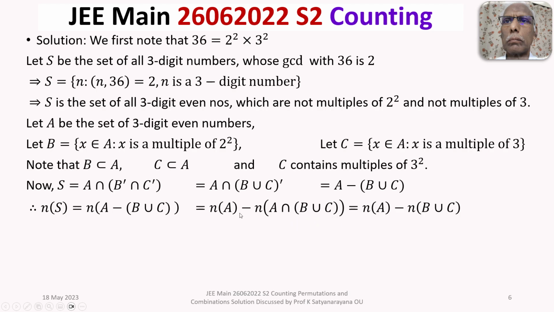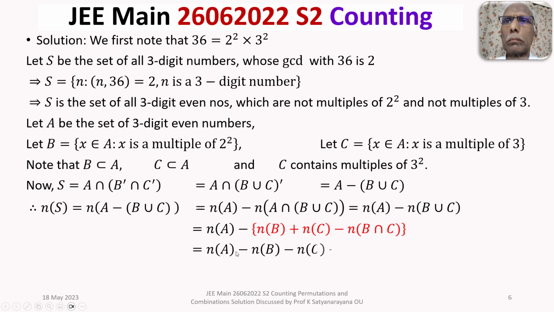Therefore, n of A minus n of B union C will be equal to n of A minus, in brackets, n of B union C. Use the principle of inclusion and exclusion: n of B plus n of C minus n of B intersection C. That is the principle of counting that you are using, and it comes under counting. So take out the minus.